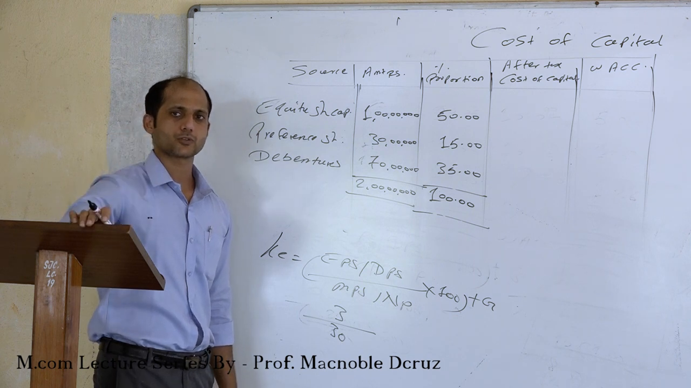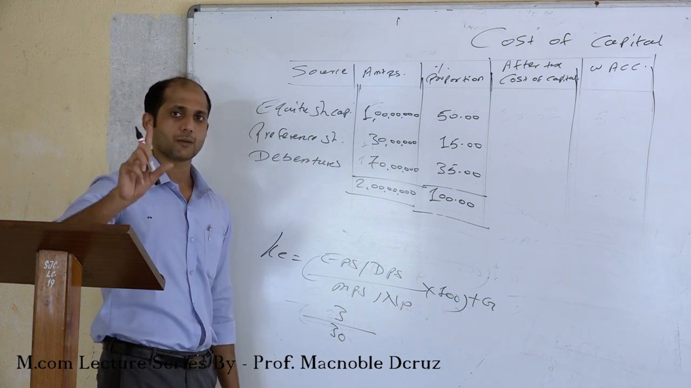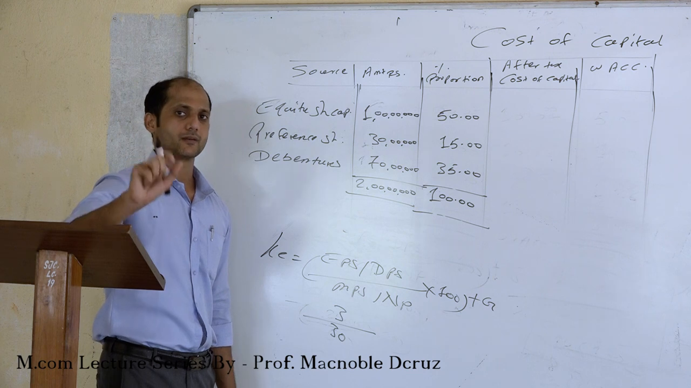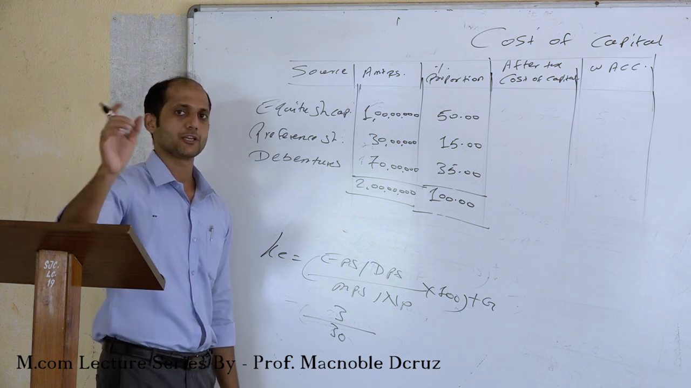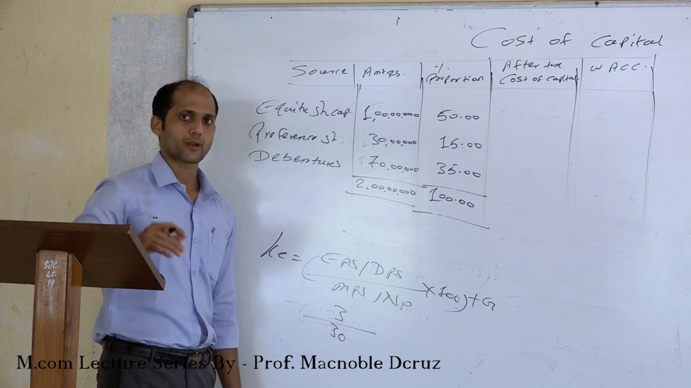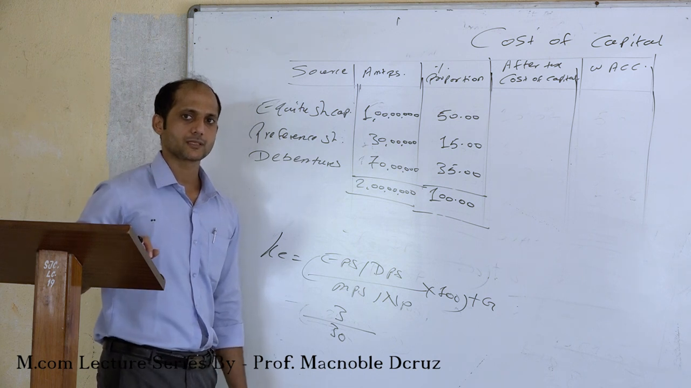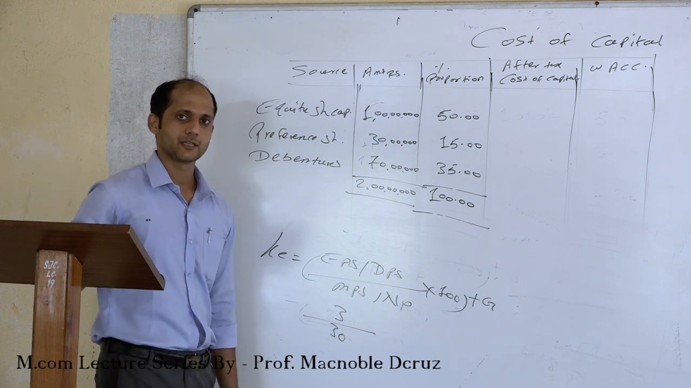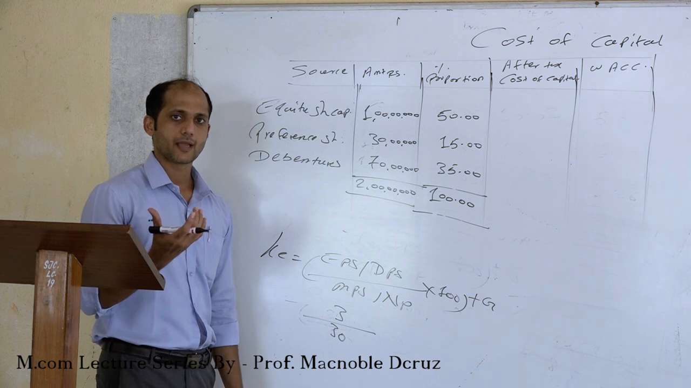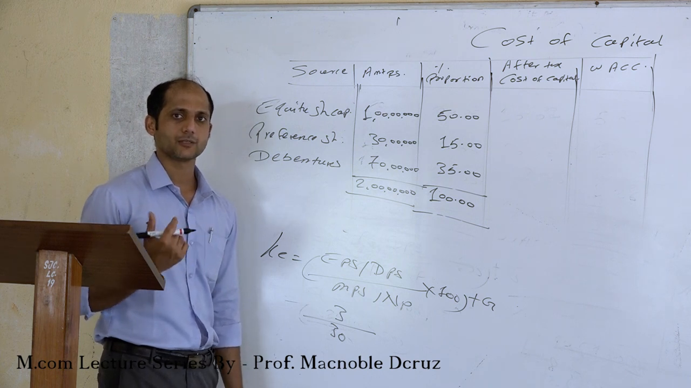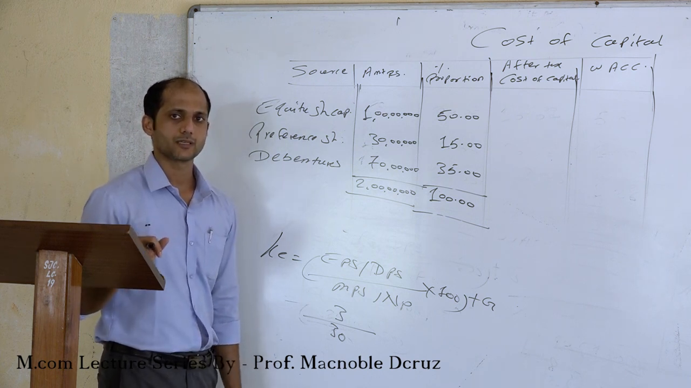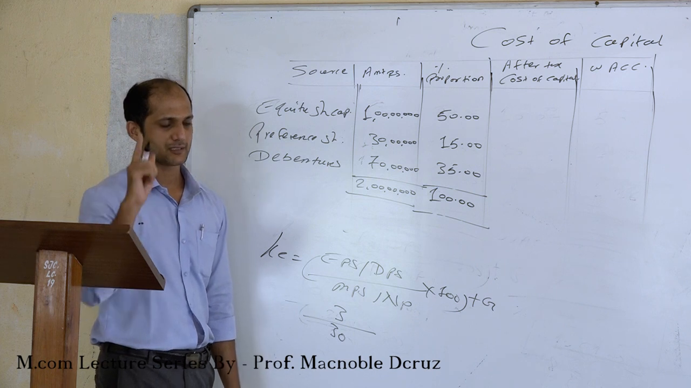What is the meaning of floatation cost? Floatation cost means amount paid to raise the fund, which we can say is the share issue expenses. So for example, to raise 35 rupees, I paid 5 rupees as expenses. Whatever net amount I received, that is called net proceed. In our case, it is 30 rupees.